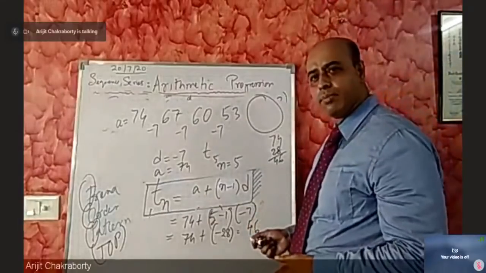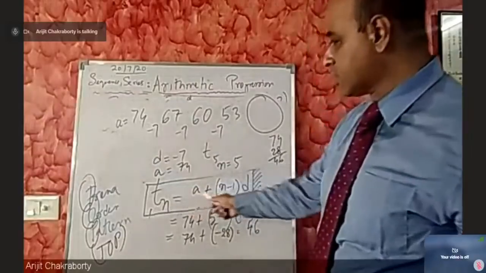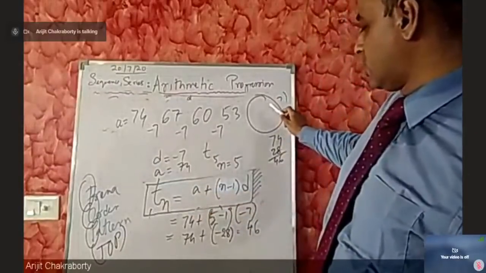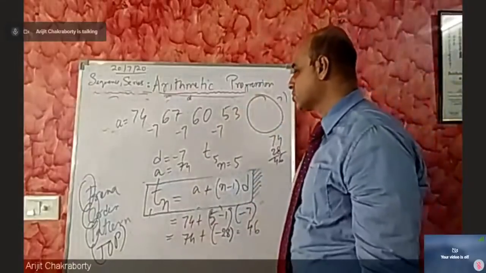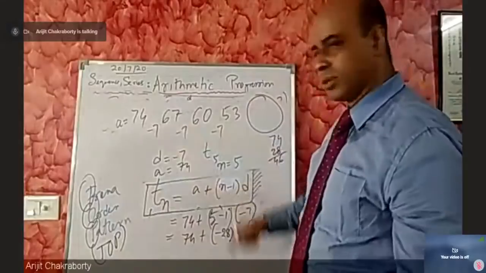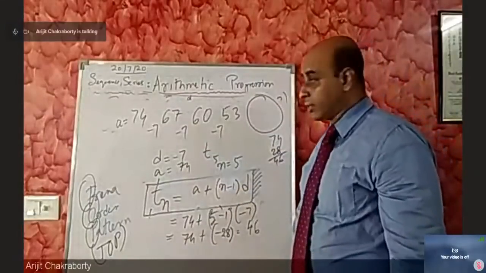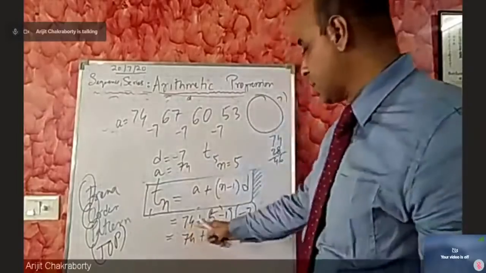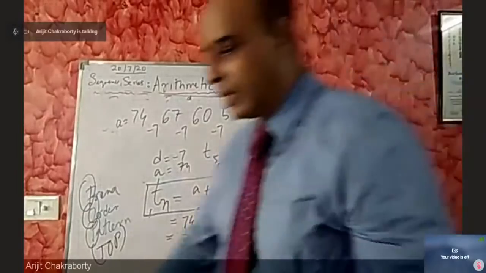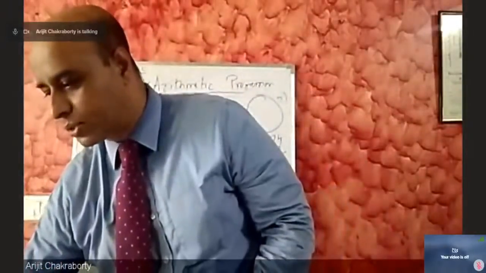Right? Please check. So I am using this formula. So I know this one, the next one is 46. Of course, 53 minus 7 also you can find. But I am using the formula. So if they ask you that instead of the fifth term, if they ask you the 20th term, same thing. Fine. So this is A plus n minus 1 into D.